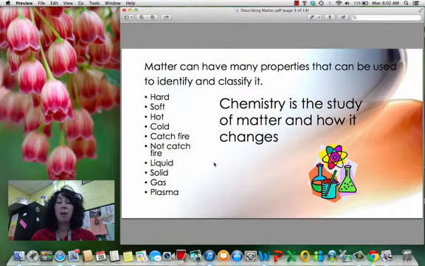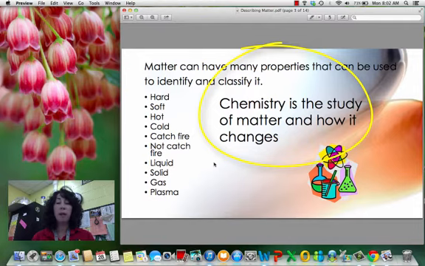Matter has a lot of properties that can be used to identify and classify it, whether something is hard or soft, hot, cold, whether it is flammable or not flammable, combustible, not combustible, what phase of matter it's in, whether it's a solid, a liquid, gas, or plasma. And again, chemistry is just the study of matter and how it changes.